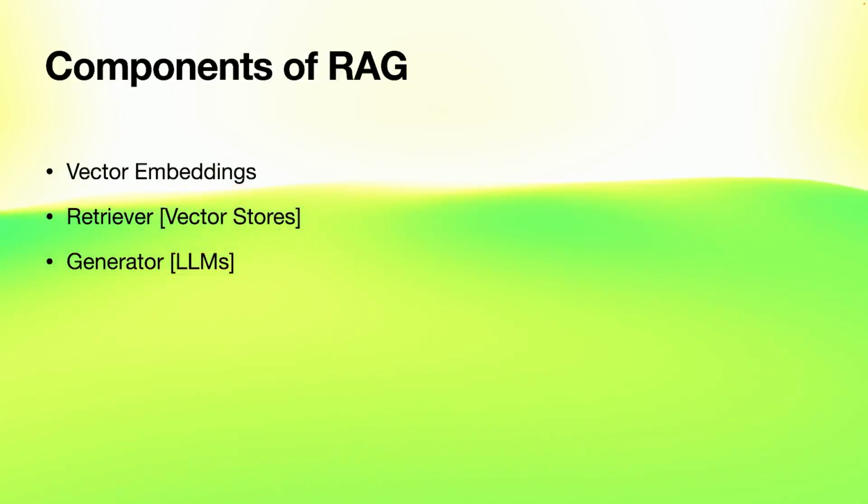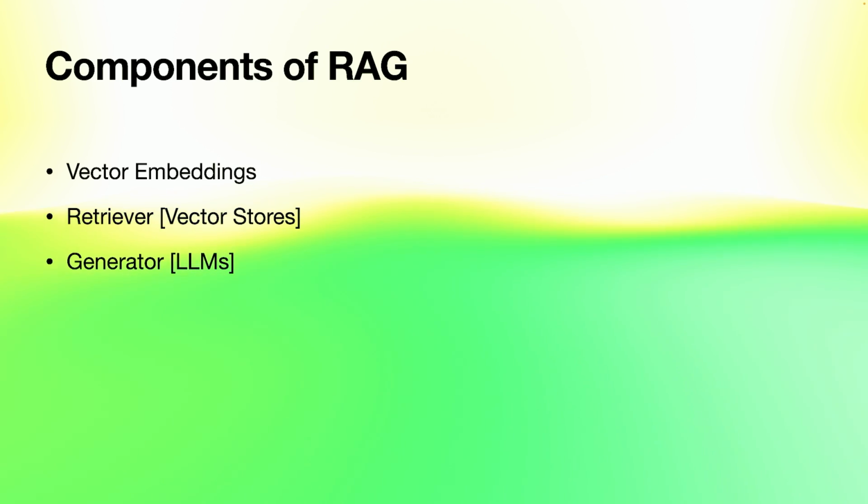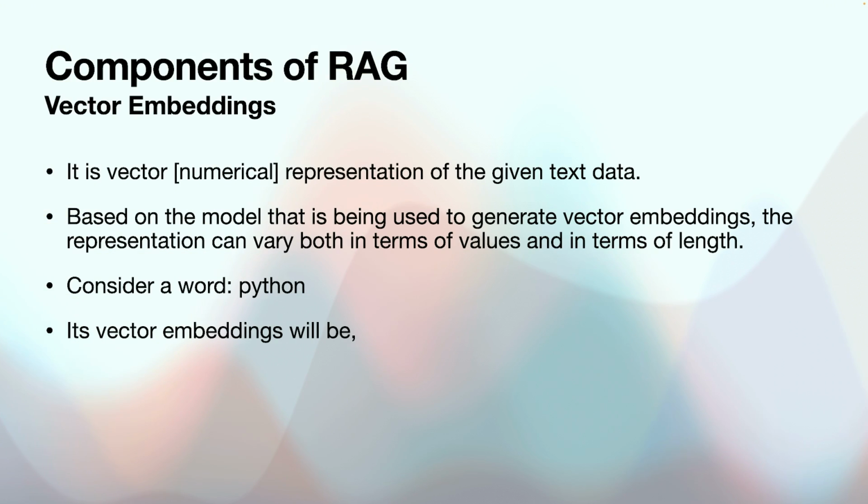RAG consists of three components: vector embeddings, a retriever, and a generator. Let's go over each component one by one. Vector embeddings are numerical representations of the given text data. Depending on the LLM, this numerical representation can vary in both length and values.